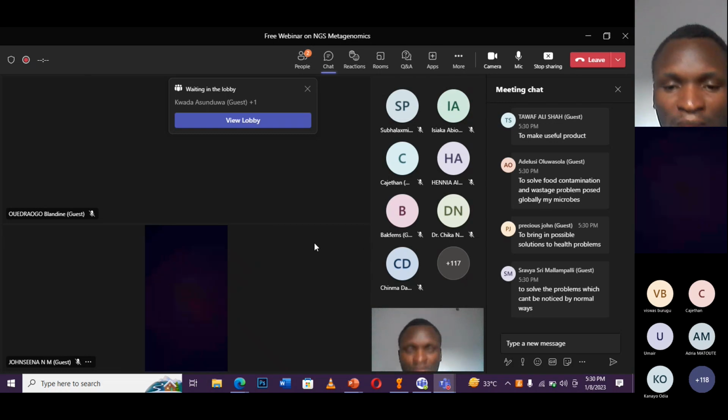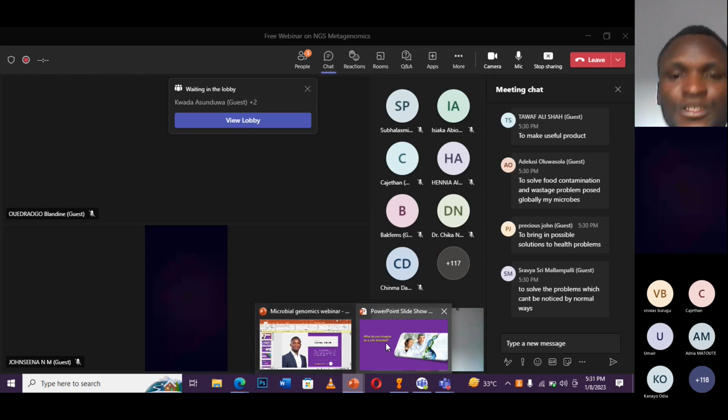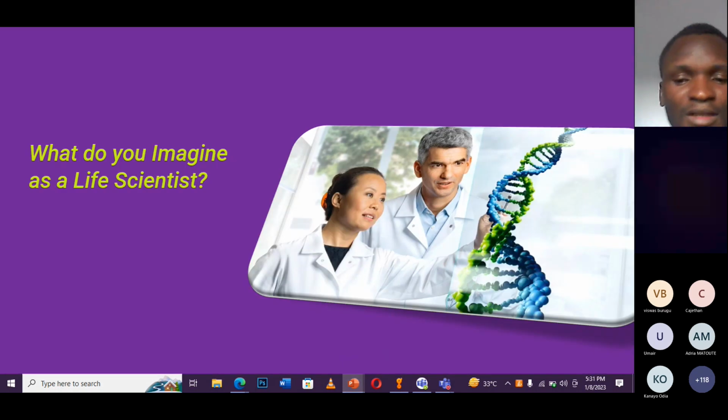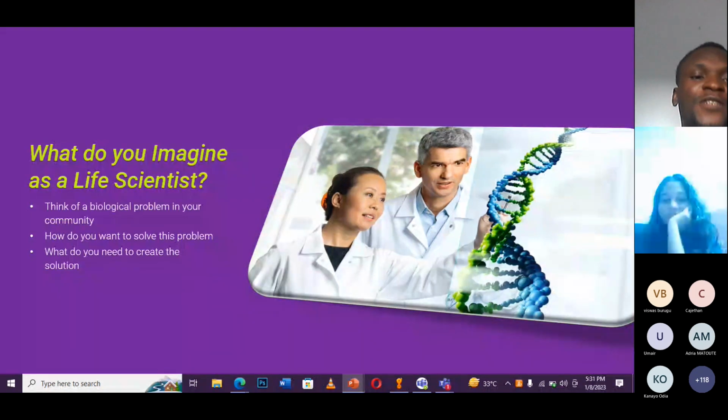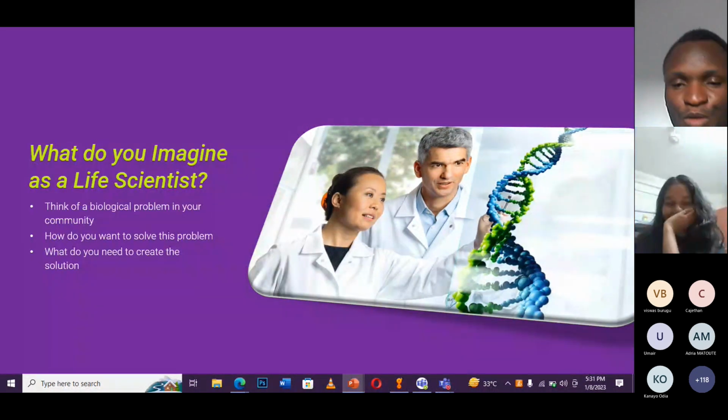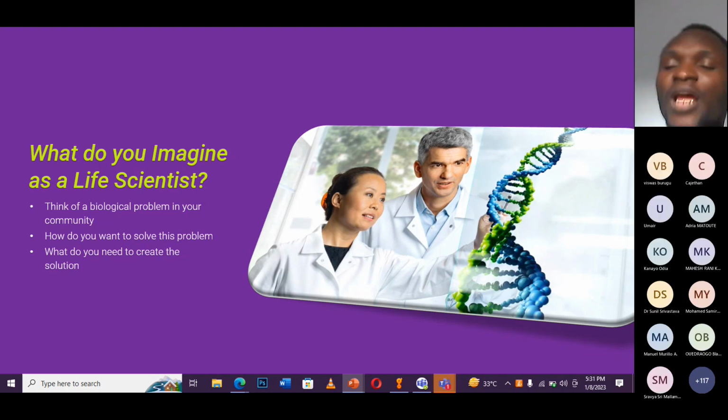So as you have said, the basis of you being a life scientist is actually to solve problems, especially biological problems, and we've seen some examples there as well. Now, think about a biological problem in your community as a life scientist. What do you want to solve concerning this problem, and what do you need to create the solution in tackling the problem?